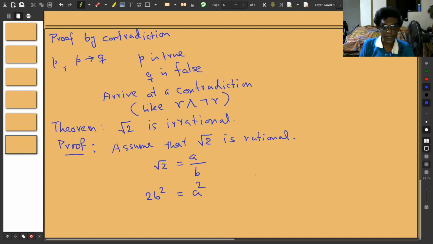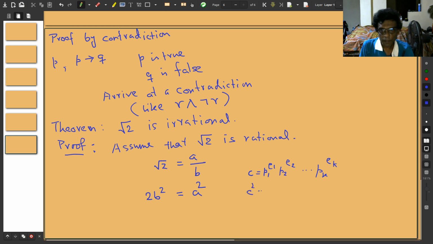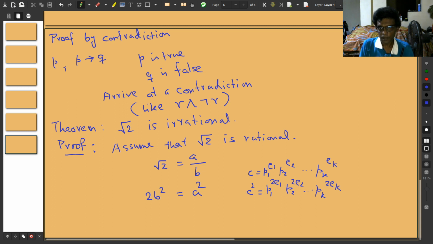Now if I consider any number squared, the total number of prime divisors must be even, right? Because if I take something like c equal to p1 power e1, p2 power e2 and so on, pk power ek, c square will be the same thing with the exponents doubled. So the total number of prime divisors for c square is 2e1 plus 2e2 plus ... up to 2ek, which is an even number.